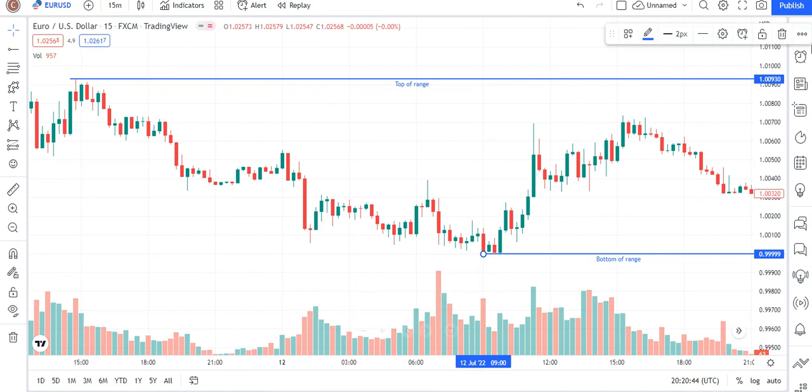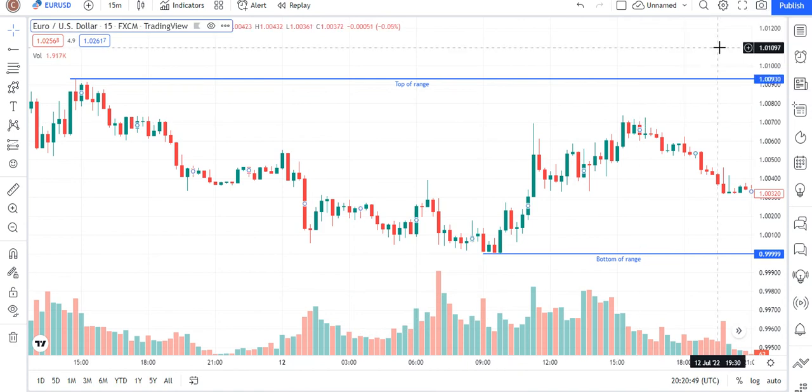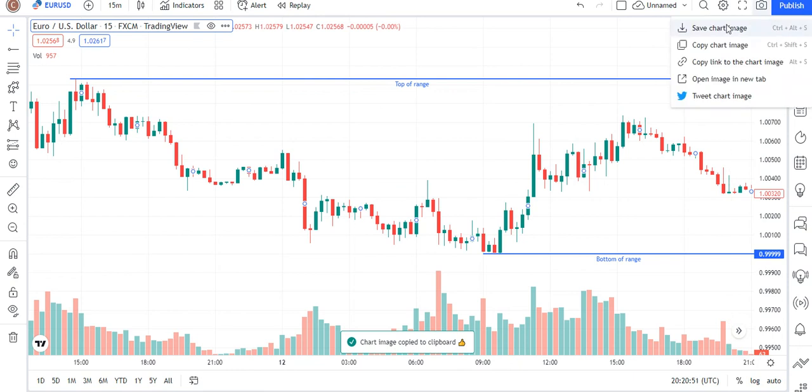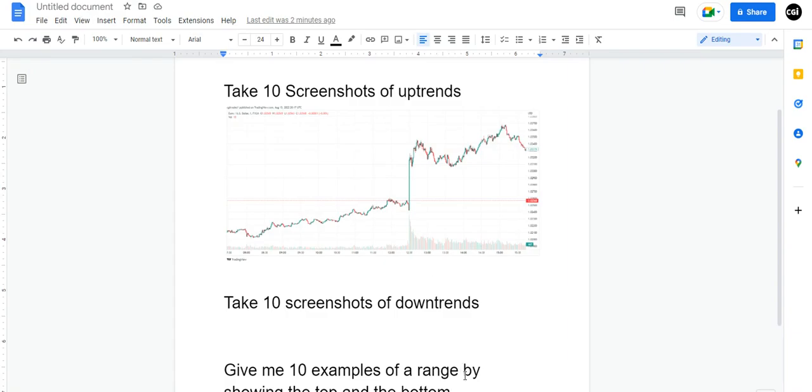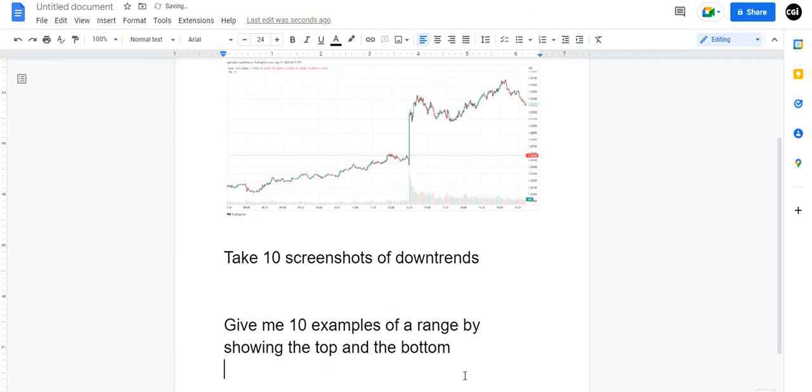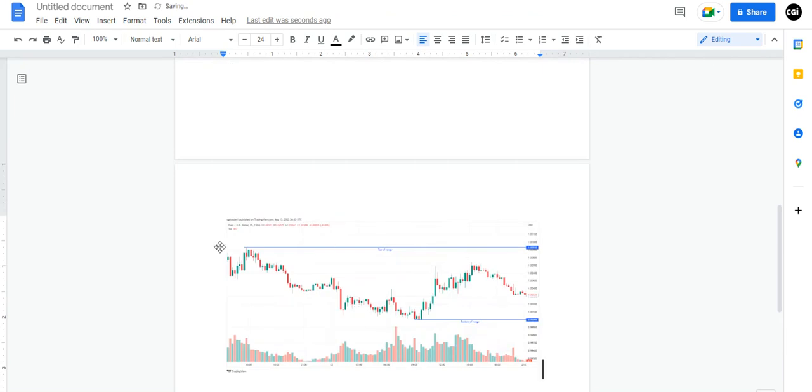So then you take a screenshot, come here, copy chart image, or you can use save chart image, any one that you like. If you use save chart image, it will download the image to your laptop or to your phone or whatever you're using. So then you come back to your folder or to your file and paste the image there, right? So it will show in your file and I'll be able to see it as well.